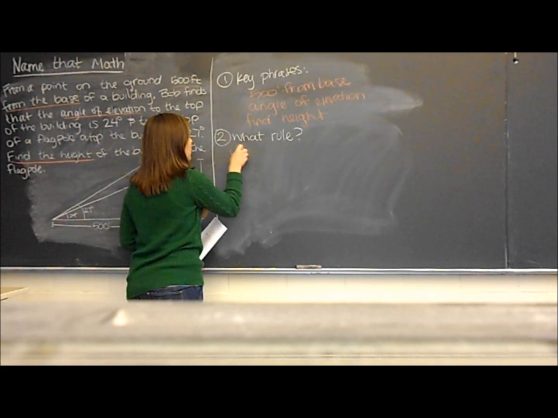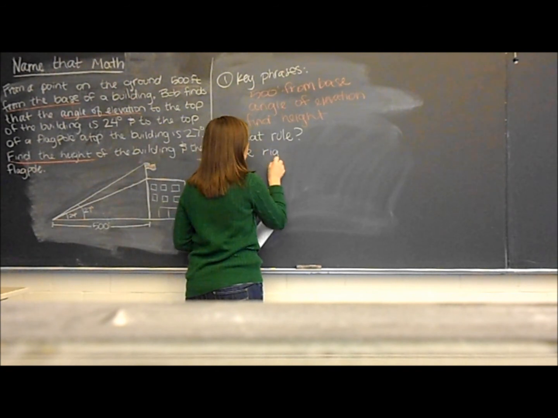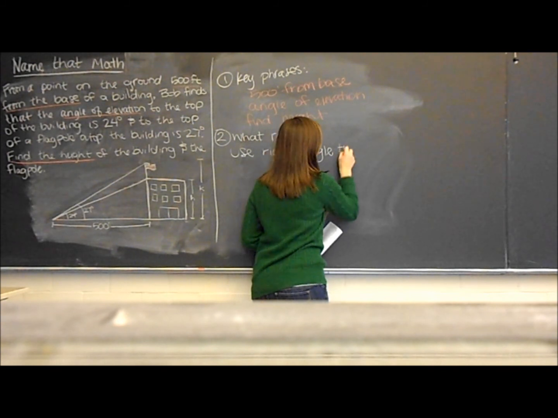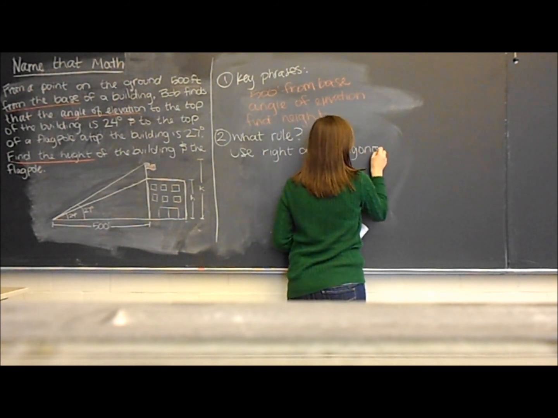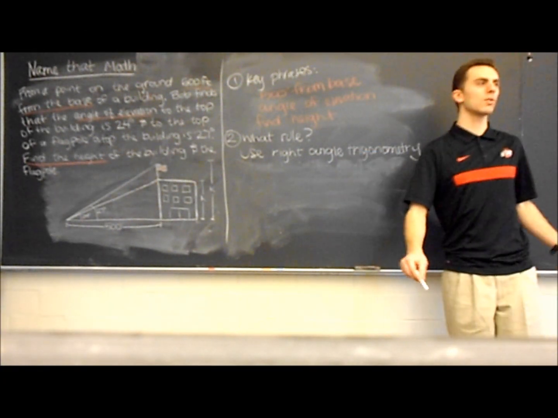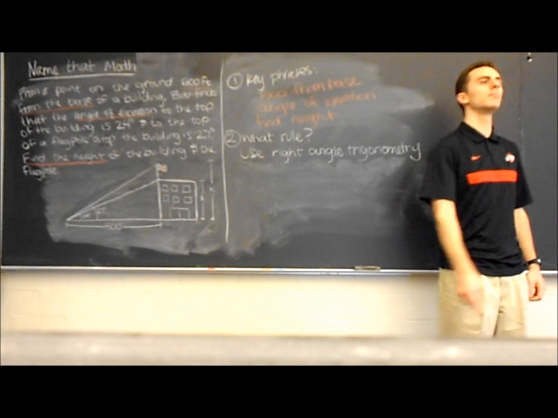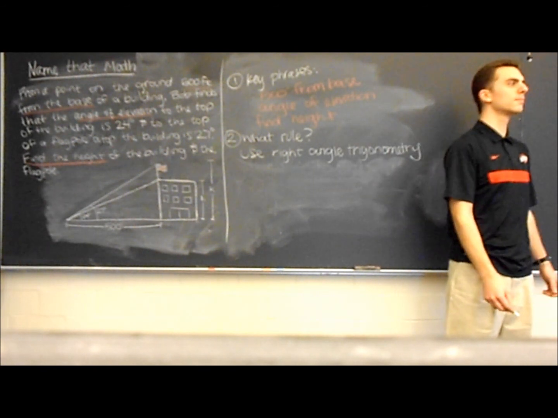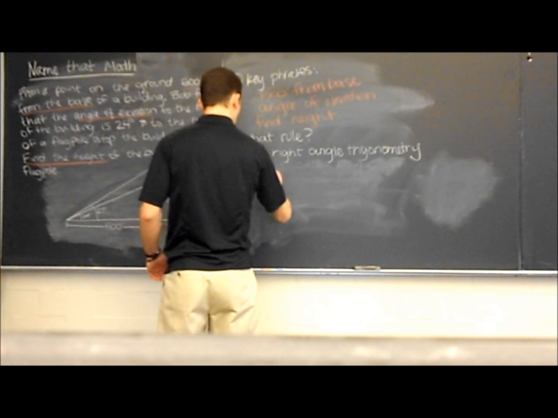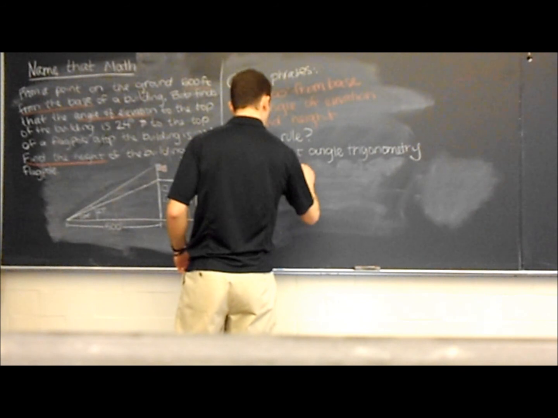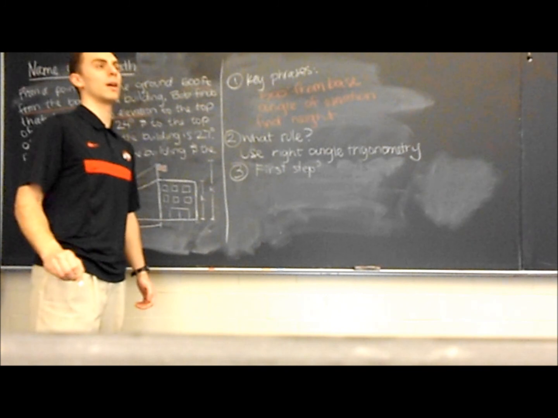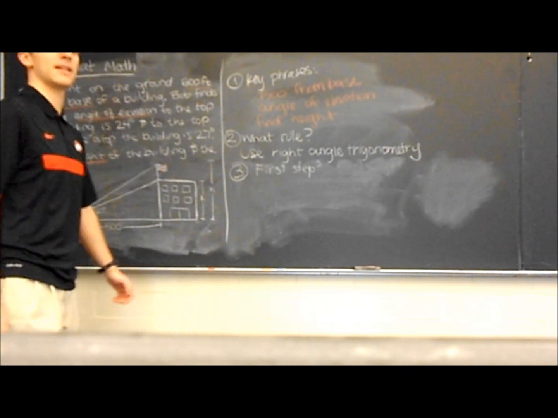Sure, so we want to use right angle trigonometry. So we found our key phrases, and we found our rule. So what's the third step going to be? Yep, go ahead. We need to figure out our first step. Yep. So what's going to be our first step? Figuring out which one to use. Which identity? Yes. Any ideas?